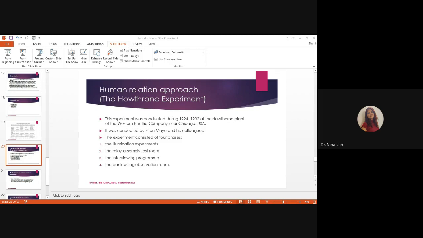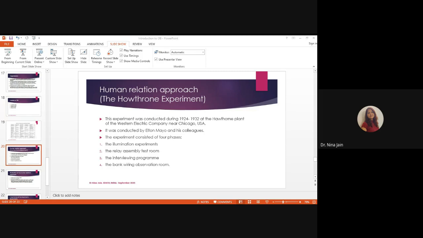The expectation from this test group was that the higher the illumination, the higher the productivity. That means the more the light, the more the illumination, the more productivity there will be. But no such productivity increase was actually observed while doing this experiment. So it was generally concluded that there is no relationship between the physical conditions and productivity.